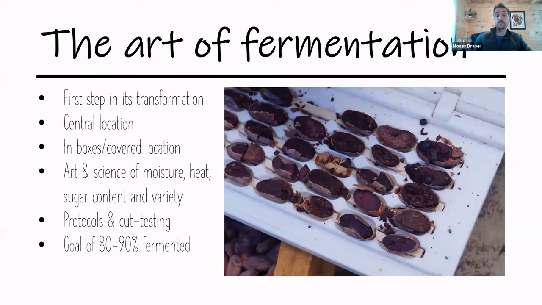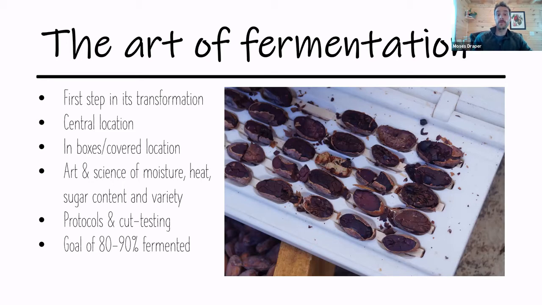So the first step in that transformation is fermentation. When the cacao pods are ripe, they'll be gathered in a central location. The reason they need a central location is because they need enough volume, enough mass of cacao to make the fermentation work properly. So this often happens in wooden boxes or a covered location.